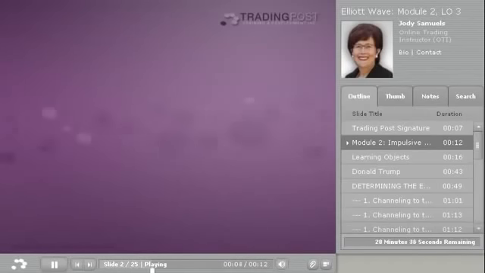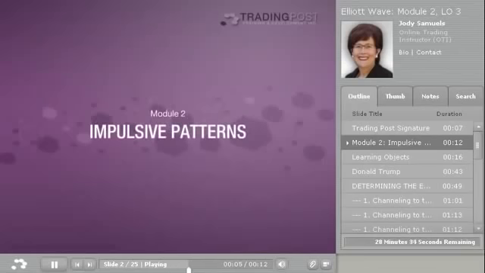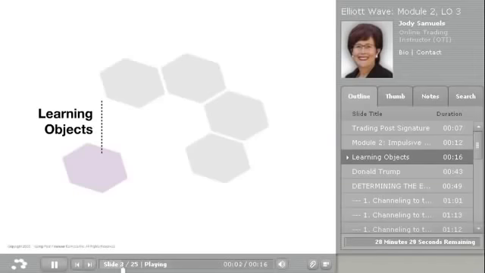Welcome to the continuation of Module 2 of the Elliott Wave Vertical. This is on impulsive patterns. In the previous learning object, we learned about mathematical applications and projections and targets. In this learning object, we will learn about determining the end of a trend and reversal patterns.